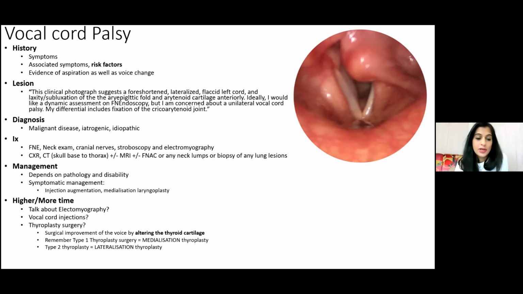I'm not sure how much they would ask about thyroplasty surgery, mainly because I'm not sure that all trainees get to see it prior to the senior years of training. But if they do get to that point, remember that as core principles, thyroplasty surgery is surgical improvement of the voice by altering the thyroid cartilage, and the surgery is on the thyroid cartilage itself. Type 1 thyroplasty surgery is generally a medialization thyroplasty surgery, which is the one that you would be thinking about in the context of a vocal cord palsy. Type 2 thyroplasty isn't really relevant here because it's a lateralization thyroplasty and tends to be done for spasmodic dysphonias and things like that.